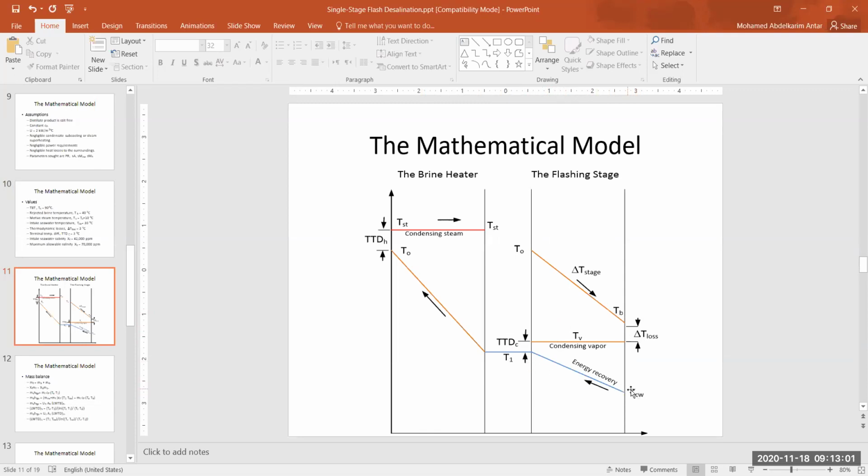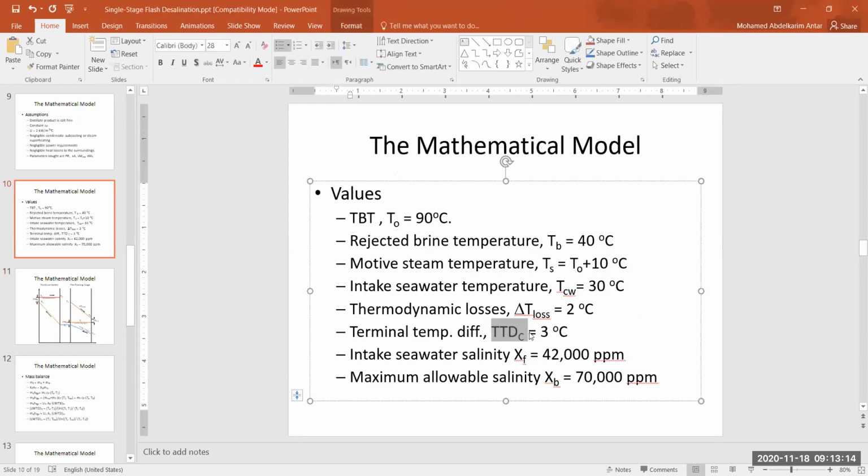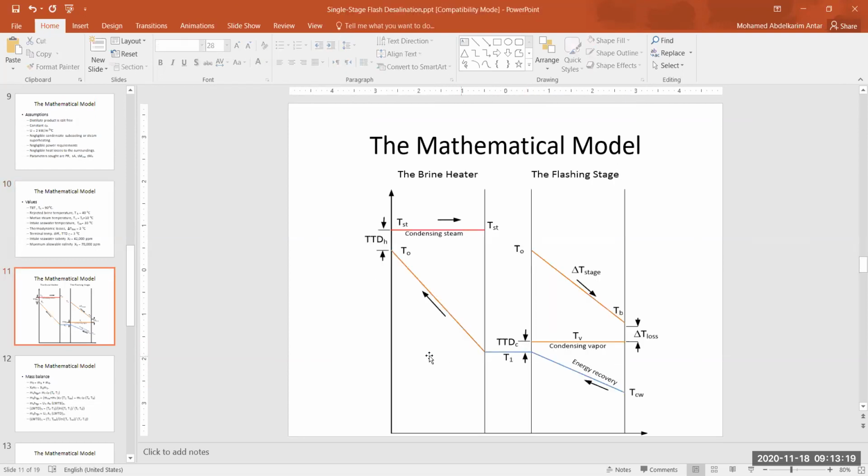So the highest temperature, which is leaving that seawater stream, is T1. So the difference between the vapor temperature and T1 is what we call terminal temperature difference in the cold side. This is the one which is being listed here, TTD, terminal temperature difference in the cold side. And that's the one that I mean here. This sketch that you see in front of you is the key for solving most of the problems related to the single effect flash system or single stage flash system.